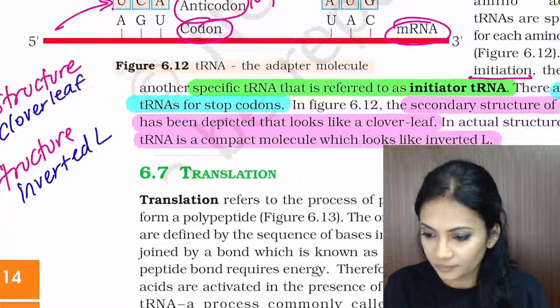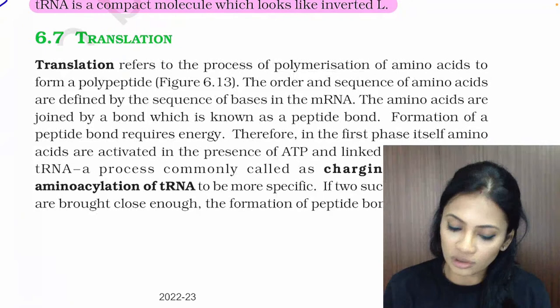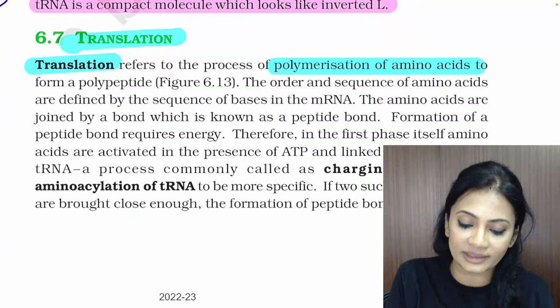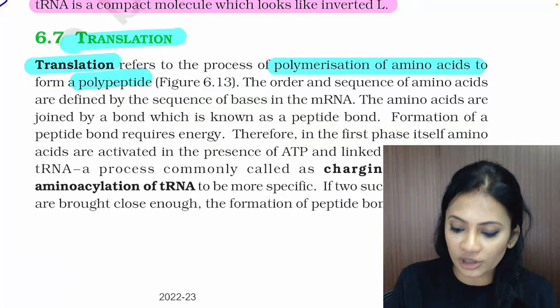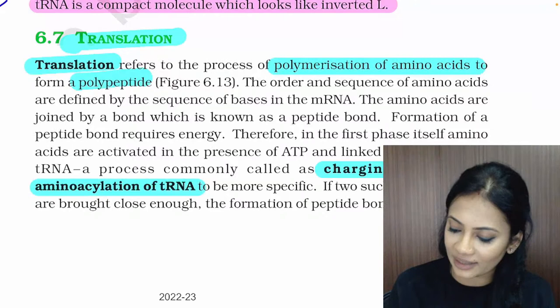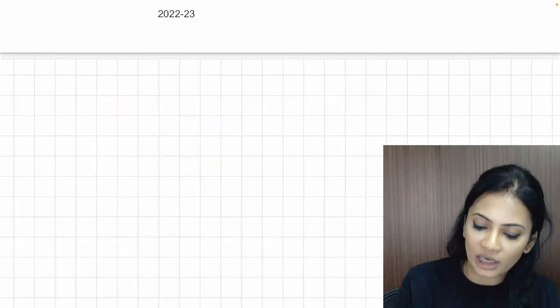Now let's come to translation. What is translation? It refers to the process of polymerization of amino acids to form a polypeptide. Fine. First thing, what do you need to do? You need to charge the tRNA. It's also called amino acylation. So how is this going to be done? Charging the tRNA.